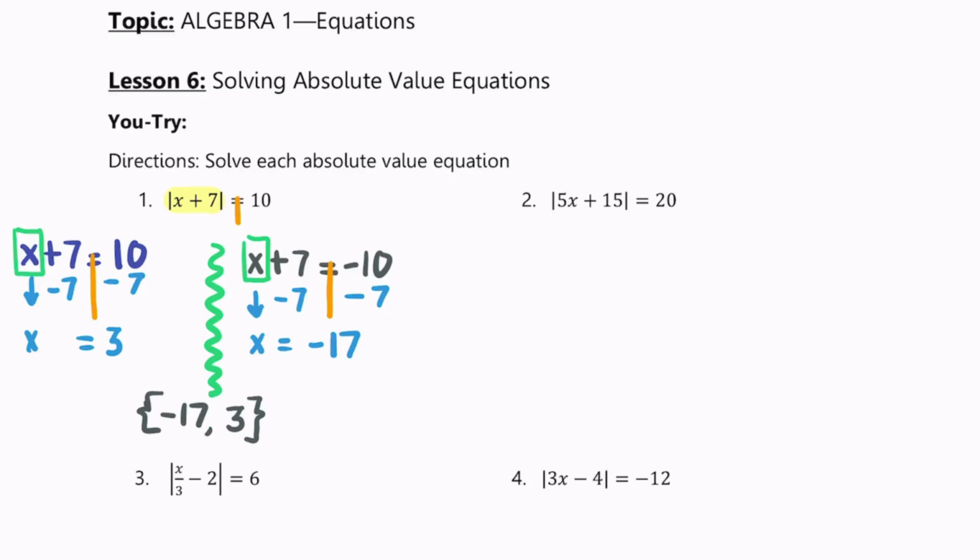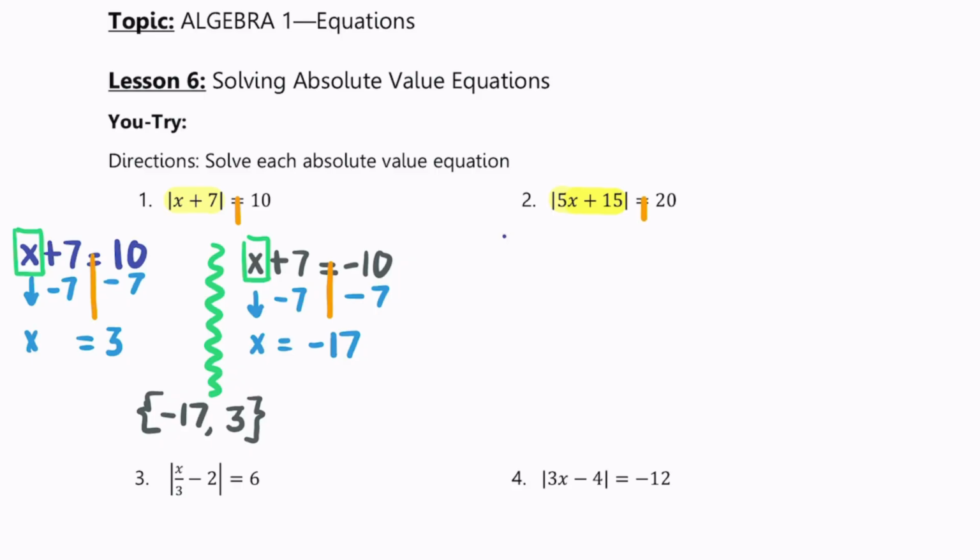All right, let's look at number 2. If I draw my little division line at that equal sign, my question is, is that absolute value the only thing in my house, or the only thing on the left? And the answer is yes. So I'm ready to set up my two equations.